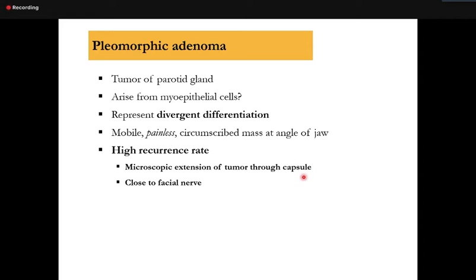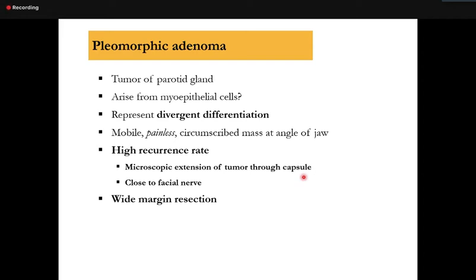A second thing is that the facial nerve passes through the gland. So sometimes it is not possible for the surgeons to remove that surrounding normal tissue, because these tumors are surrounded by normal tissue, and surgeons try to remove not only the tumor but a part of the surrounding normal tissue. Sometimes it is not possible to remove that surrounding tissue. But the answer is wide margin excision.